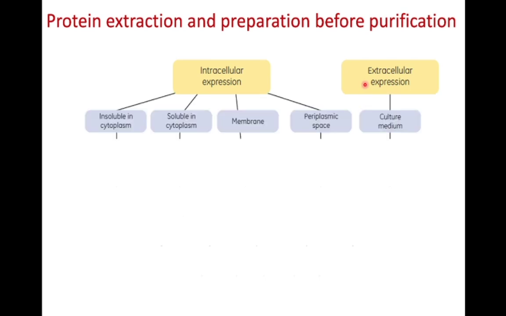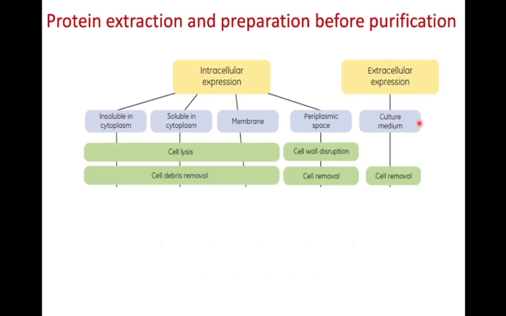So intracellular expression, we may have essentially 4 different types. So we may have some which are insoluble in the cytoplasm. We may have some which are soluble in the cytoplasm. We may have some which are membrane bound, and then some which are moved to the periplasmic space in the case of prokaryotic systems. In the case of extracellular expression, the proteins are actually secreted into the culture media.